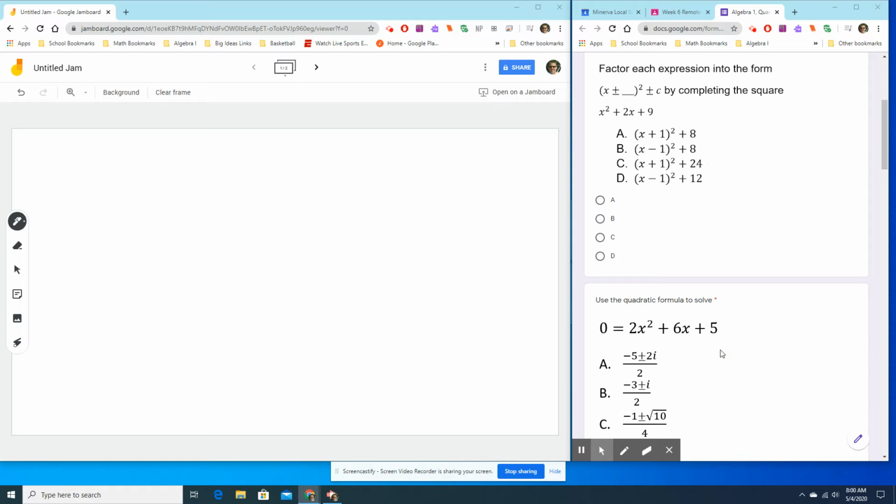Good morning. We have Q4 week 4 day 3, and we'll get right at it here. This day is probably the hardest of the week, I think. So let's go ahead and complete the square here.